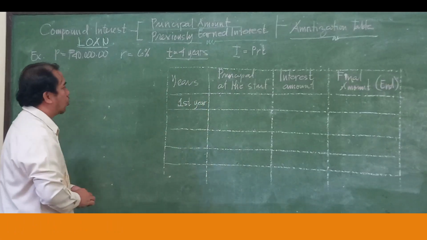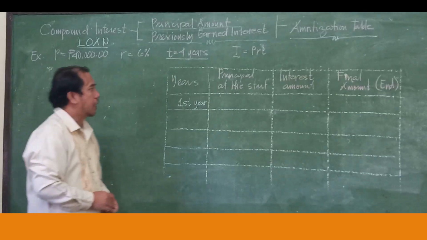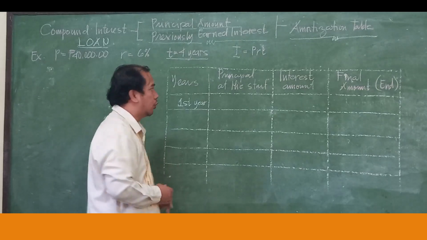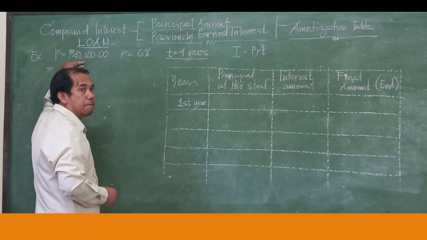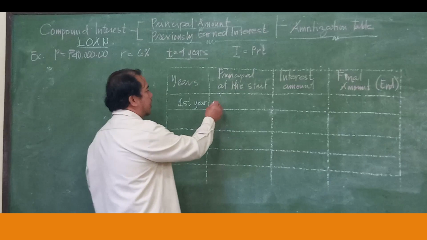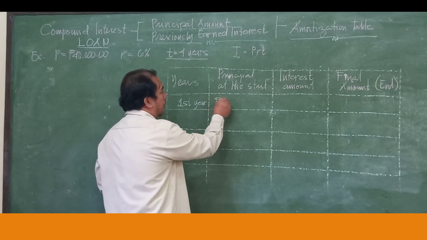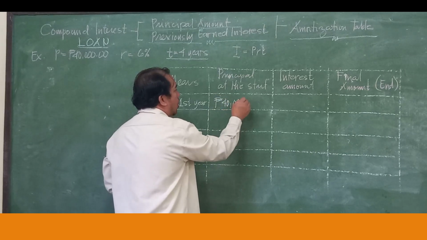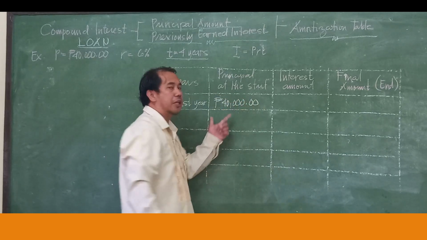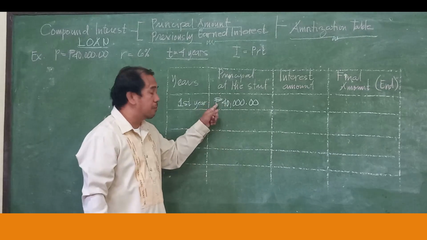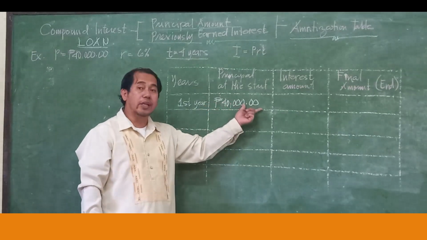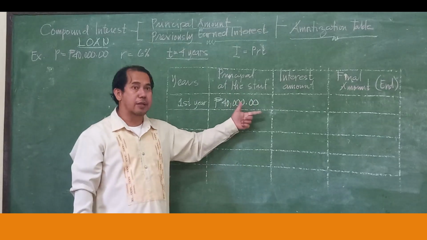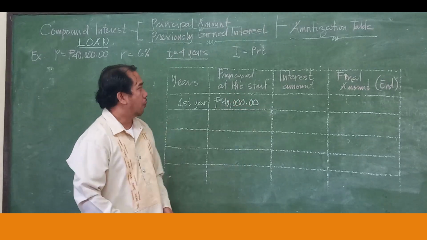So how are we going to compute for the first year? Definitely, the starting principal that you are going to use is 40,000, and you place it in here. This is 40,000 pesos. You write down the number properly. It must have a symbol for peso, and it will indicate the cents. Though that is 00 cents, you still indicate it.